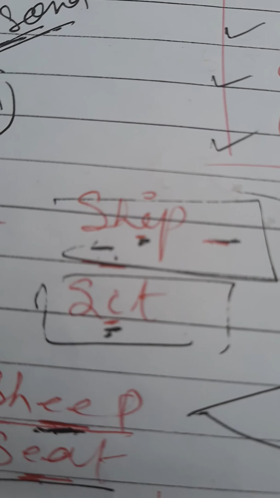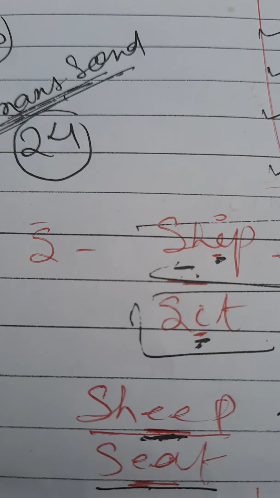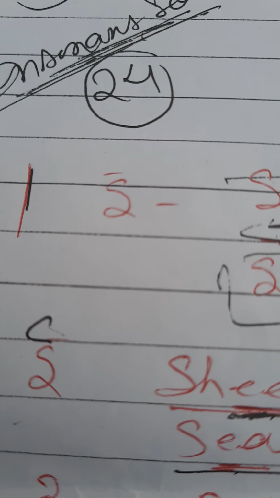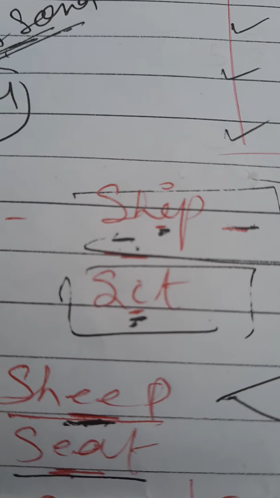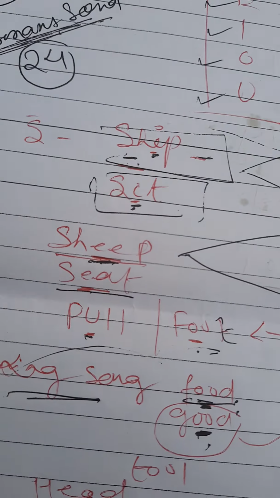Example is given: ship, S-H-I-P. Yesterday I told you, you will write 10 words. Ship. Next word is sit, S-I-T, sit. So the E sound is here. That means small sound, small vowel sound.